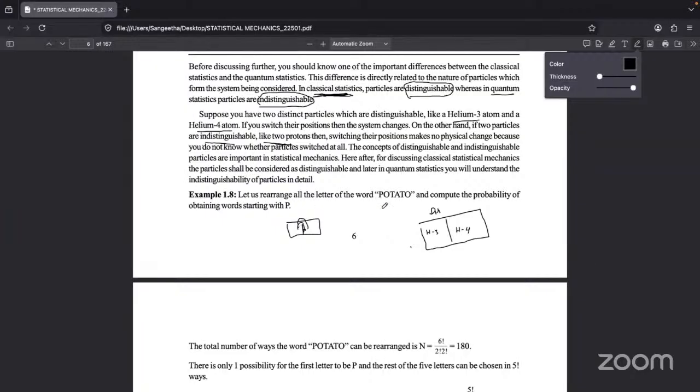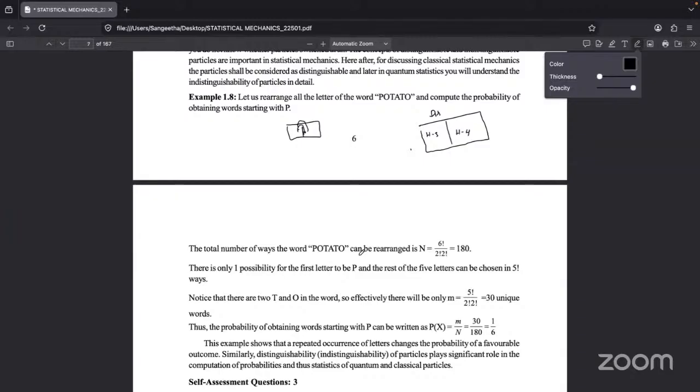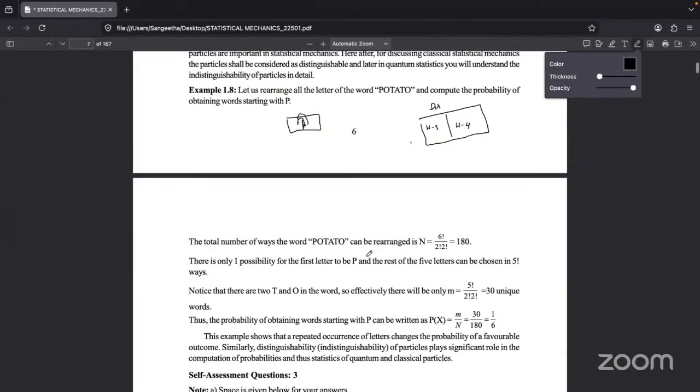Now we will see the same probability example for distinguishable and indistinguishable. This one is given at the back as a short question from the first unit: what are distinguishable and indistinguishable particles? Now we will see example 1.8.